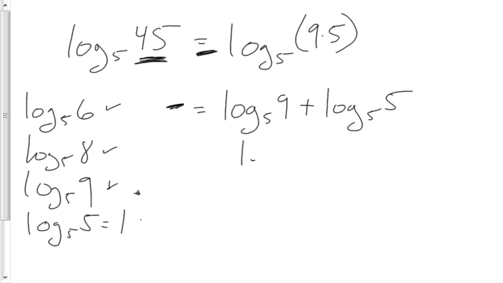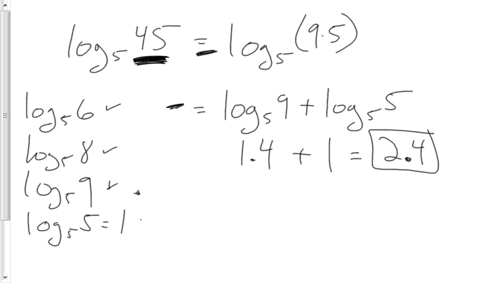So this is 1.4 plus 1. So therefore, the sum would be 2.4. So log base 5 of 45 is 2.4. So it's all about finding what factors that we know will give us the 45.